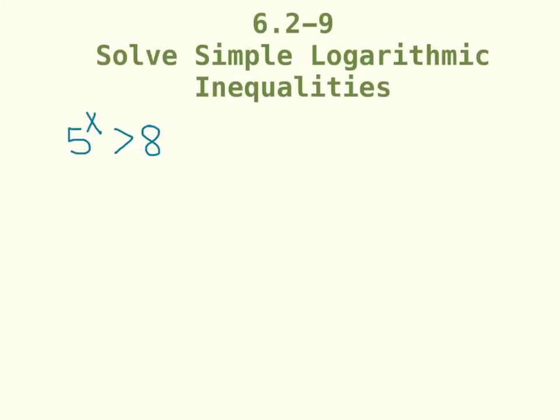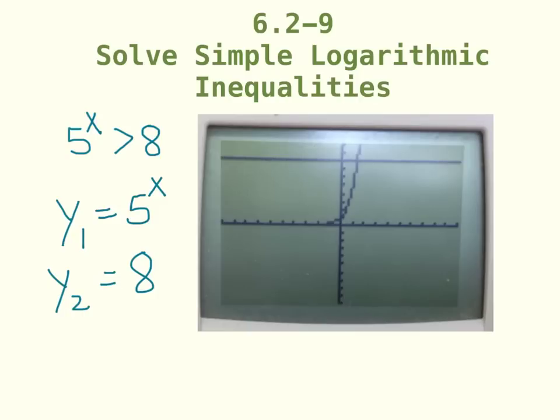5 to the x power is greater than 8. So in your graphing calculator, in y1, I want you to put 5 to the x power. And in y2, I want you to put 8. And then graph it and take a look at the screen. Now I'm going to color code this one. I'm going to let the y1, the 5 to the x power, be yellow. And remember, it approaches the asymptote. And then I'm going to let y2, the 8, be green. And that's this line.